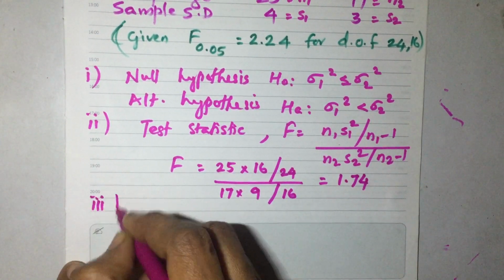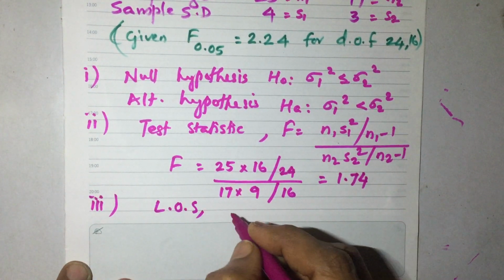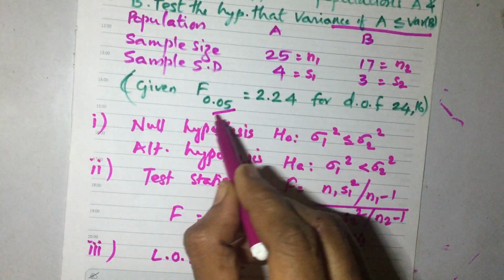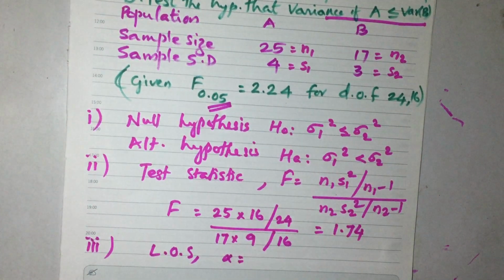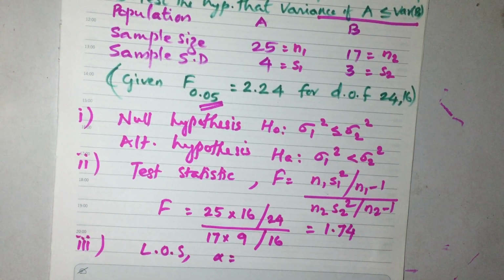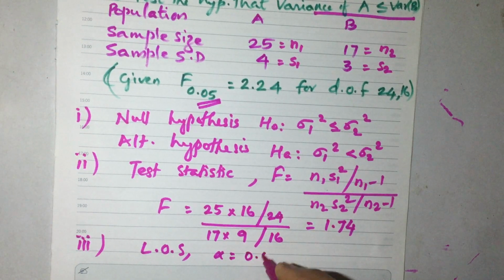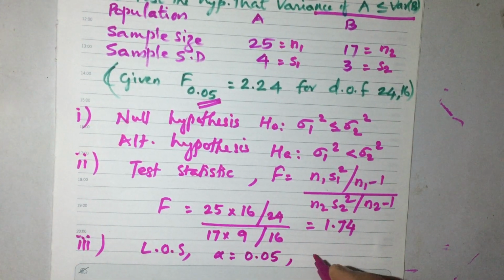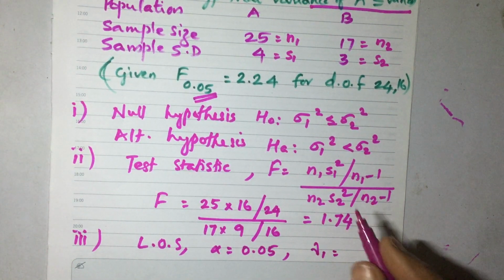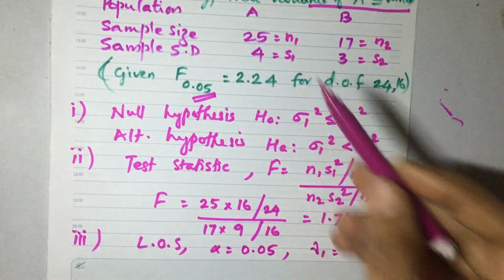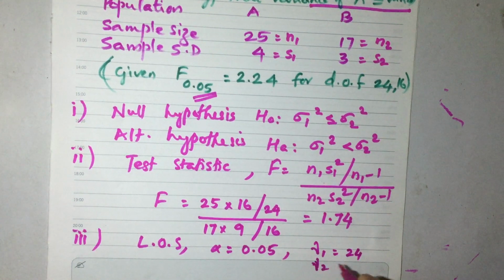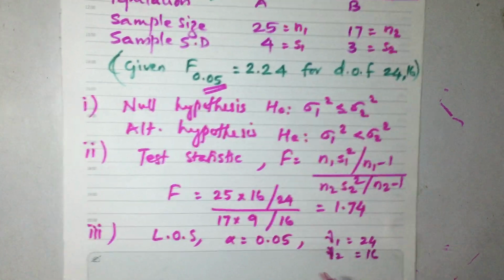Now here, level of significance. Alpha is not given anywhere, but here the table values are given. So here alpha is 0.05, which means 5%, and the degrees of freedom nu 1 is 25 minus 1, that is 24. Nu 2 is 17 minus 1, that means 16. So nu 2 is 16.